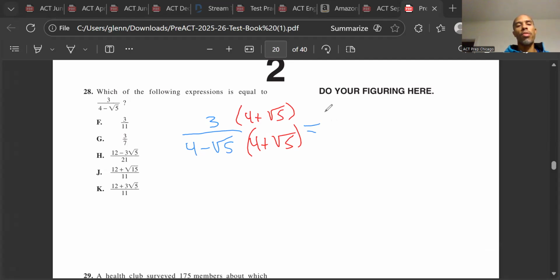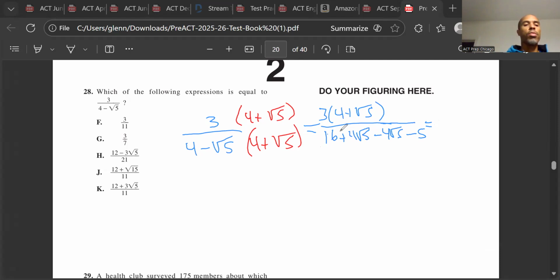So then this is going to be 3 times 4 plus radical 5. Here you had to FOIL it, so you would get 16, and then plus 4 radical 5 minus 4 radical 5, that cancels, right? Or I'll write it out too: plus 4 times radical 5 minus 4 times radical 5. And then radical 5 times radical 5 is minus 5.